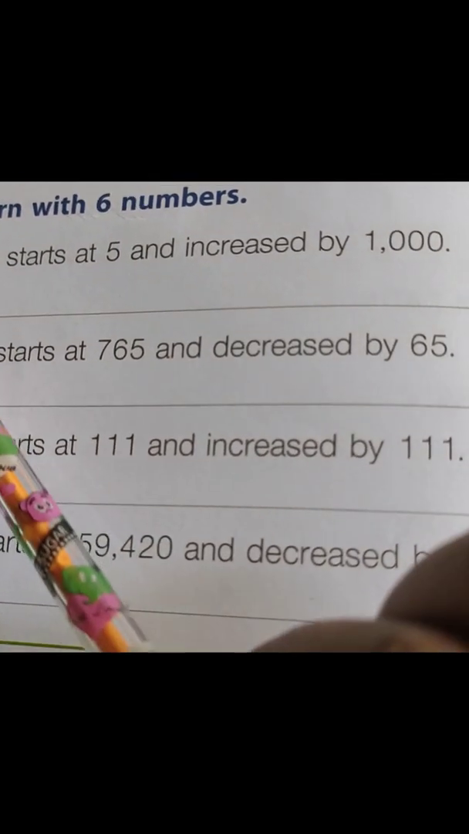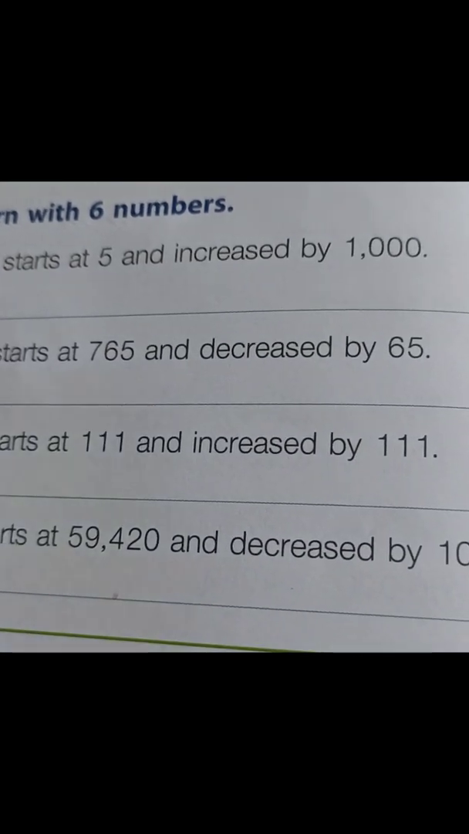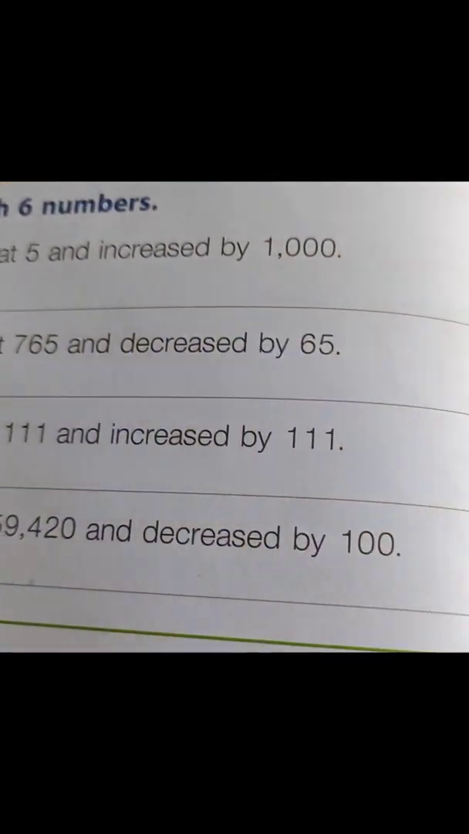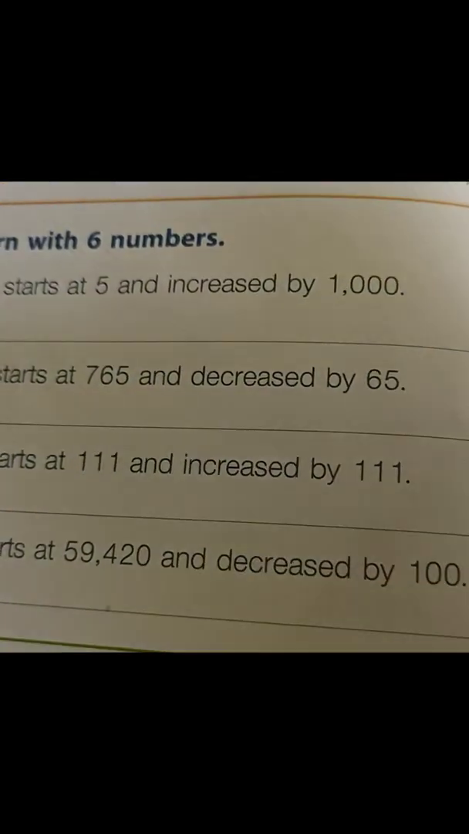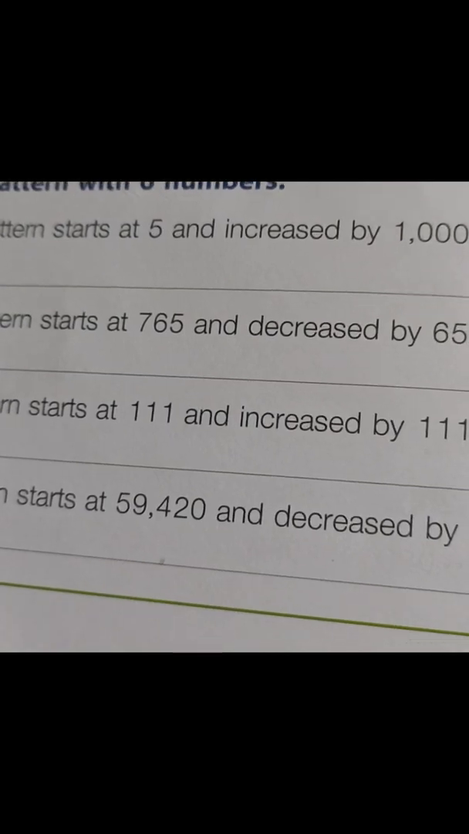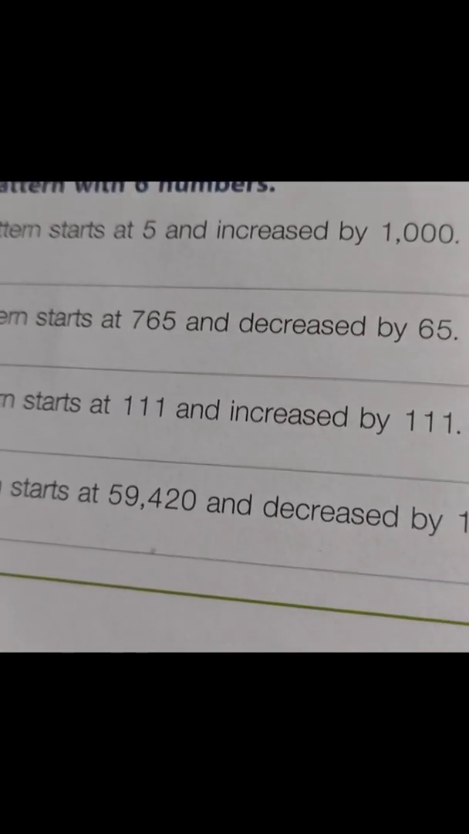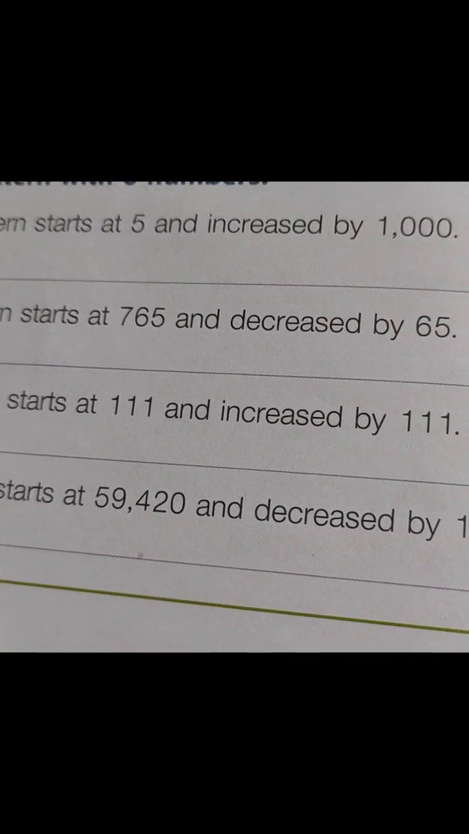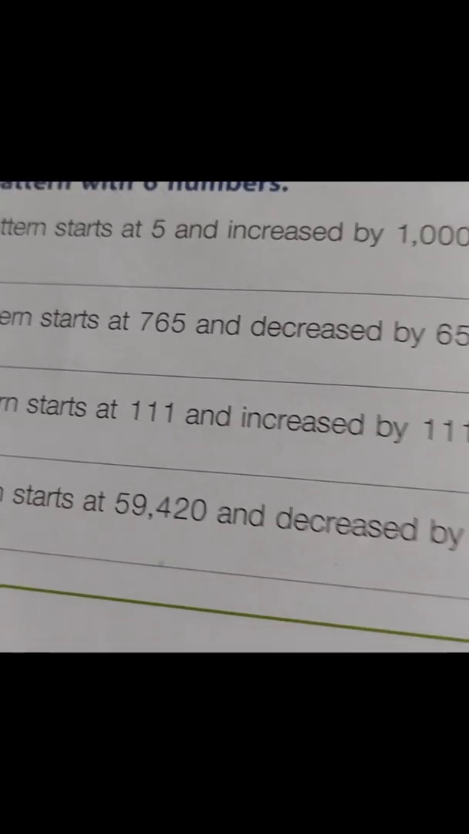So number 1, the pattern starts at 5 and increased by 1,000. So your first number is 5. And it increased by 1,000. So we have to do 5 plus 1,000. It will give us 1,005.